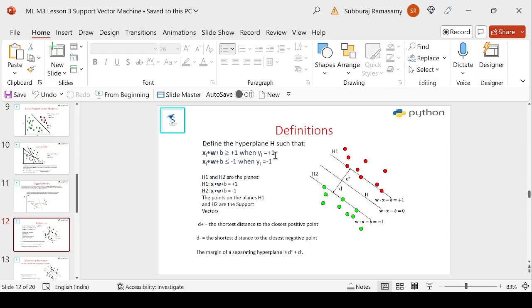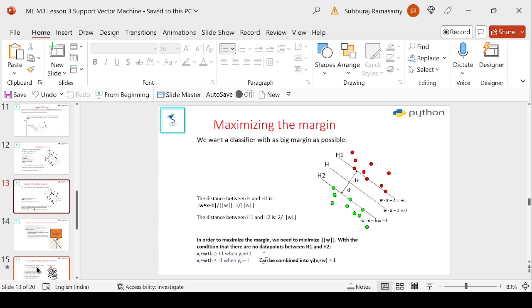So one class is y equal to plus 1, and another class is y equal to minus 1. Here d plus is the shortest distance to the closest positive point, and d minus is the shortest distance to the closest negative point. The margin is d plus plus d minus. So we have to maximize the margin. That is the goal of the support vector machine. We want to classify with as big a margin as possible. That's the goal.